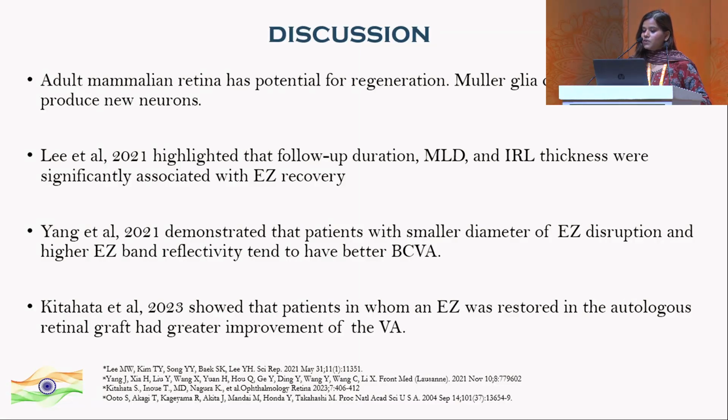Yang et al. in 2021 demonstrated that patients with smaller diameter of EZ disruption and higher EZ band reflectivity tend to have better best corrected visual acuity. Kitahata et al. in 2023 showed that patients in whom EZ was restored in the autologous retinal graft had greater improvement of the visual acuity.